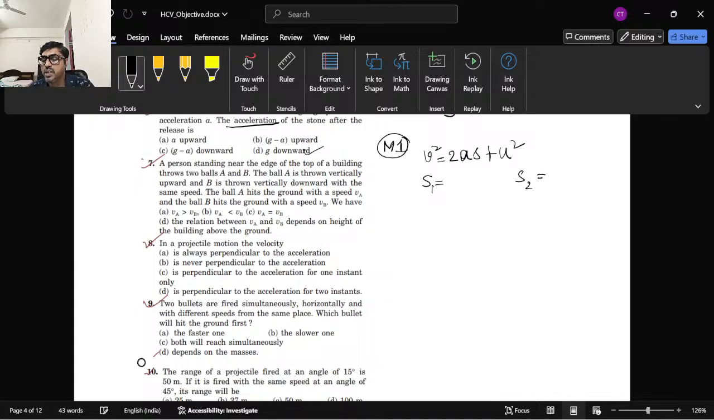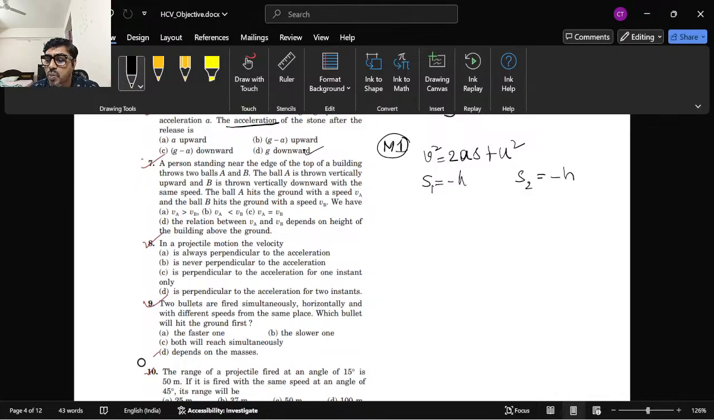See, when you are looking at displacement, you only worry about one initial position and final position. In between, what happens, I don't care. It goes up and comes down, or it goes down directly, doesn't matter. Where was it initially? At the top of the building. Where is it finally? On the ground. So the displacement is minus h in both the cases. How, sir? Independent of path, sir. Displacement is only dependent on initial position and final position. So displacement is the same in both the cases, minus h and minus h.